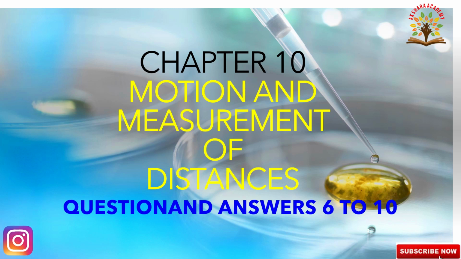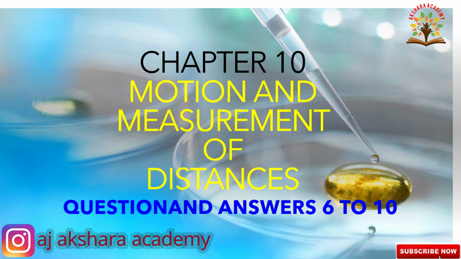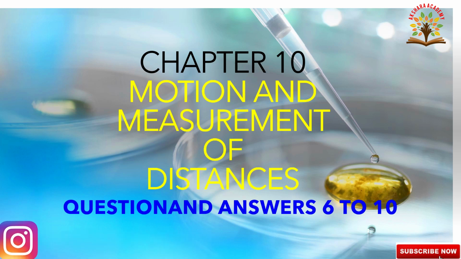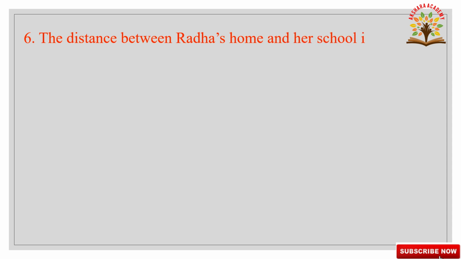Let us go to today's topic. Go to the sixth question. The distance between Radha's home and her school is 3250 meters. Express this distance into kilometers.